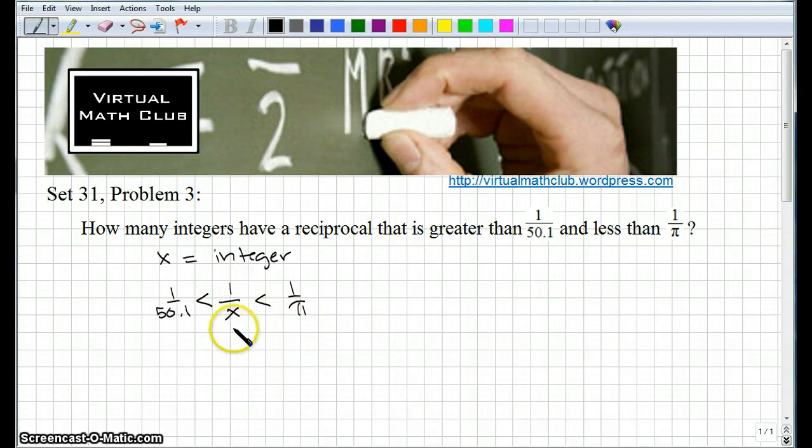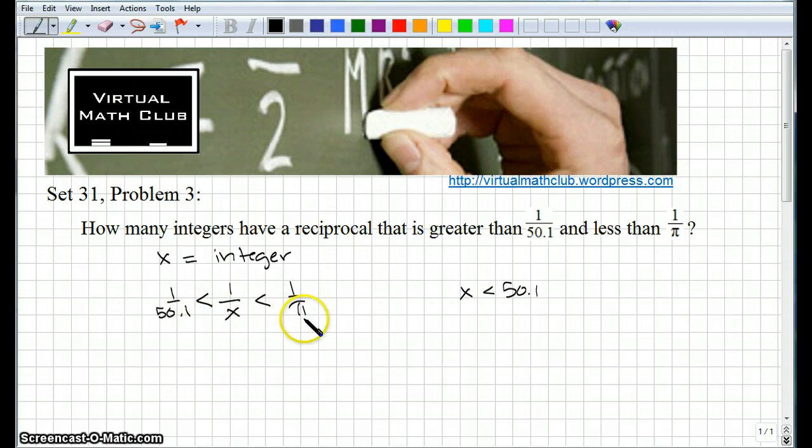So if 1 over x is greater than 1 over 50.1, then what does that mean if I take the reciprocal of it? That would mean that x is actually less than 50.1. Does that make sense? Because the bigger the denominator, the smaller the number gets, right?